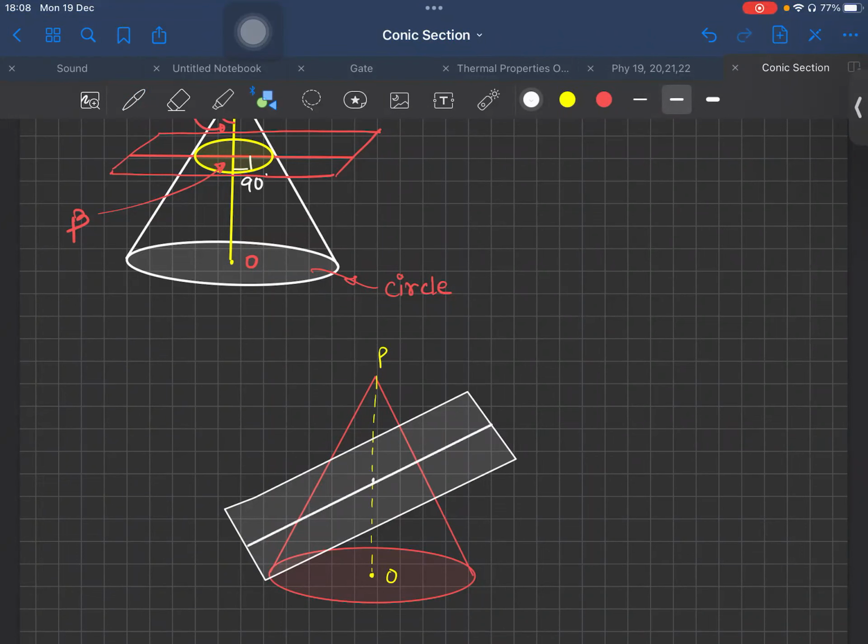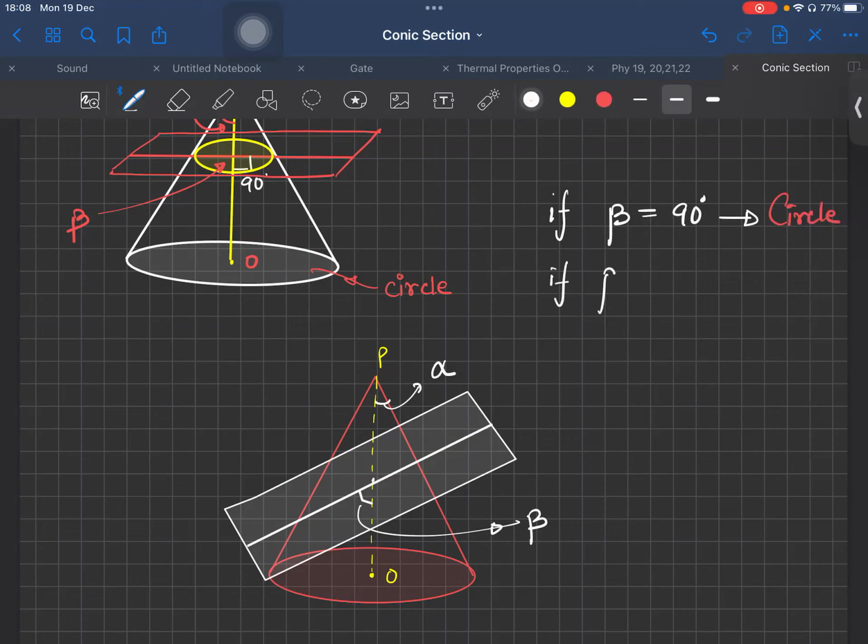Okay, this line is making an angle beta. We have already discussed that we have named this beta. This angle is beta and this angle is alpha. It can cut at any angle, right? In this manner or any different manner it can cut. So if, let's say, beta is equal to 90 degrees, we already saw it will give a circle. The section will be circular.